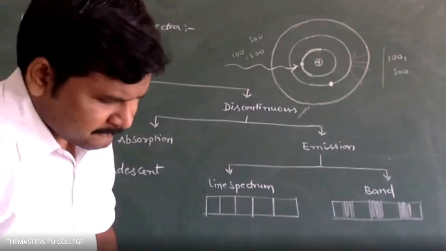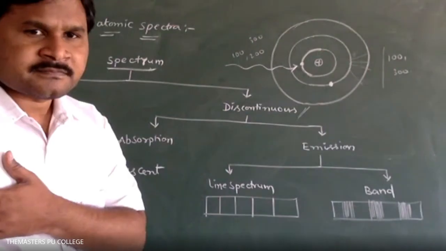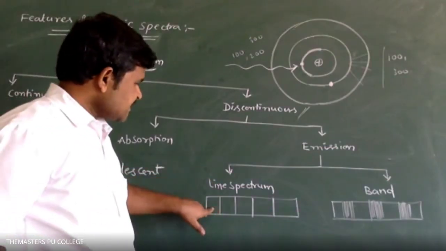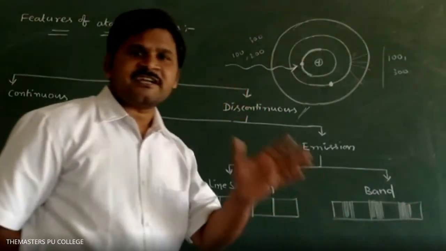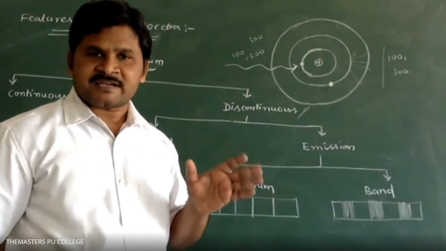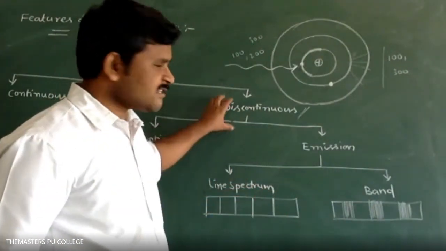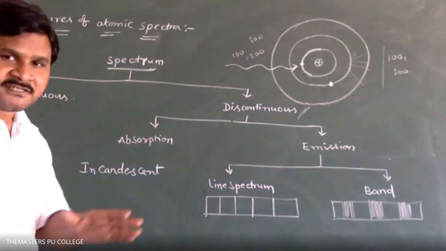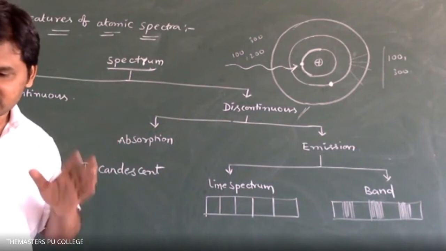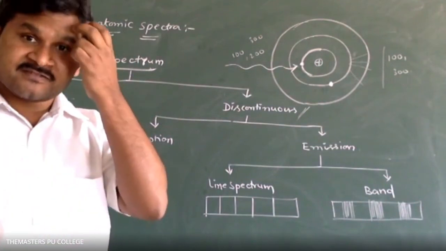Sir, even line spectrum is the same, right? Well-defined sharp lines. This is also part of discontinuous. Continuity is not present between the lines; some gaps are present. So that's why it is called a discontinuous spectrum. In a continuous spectrum, all colors are present, merging. In the textbook you can observe the colors.